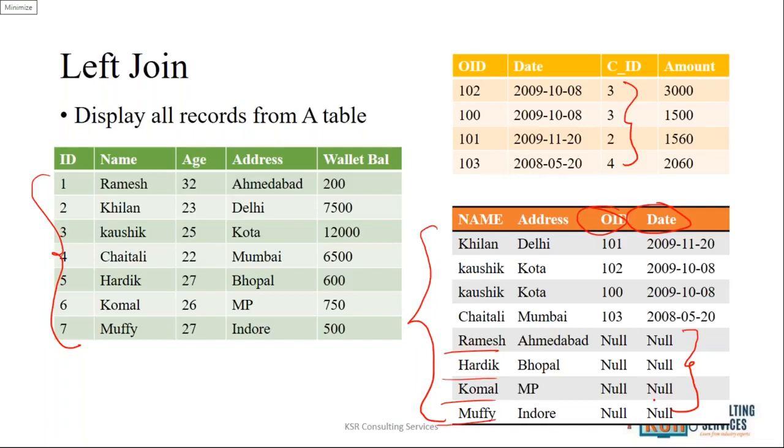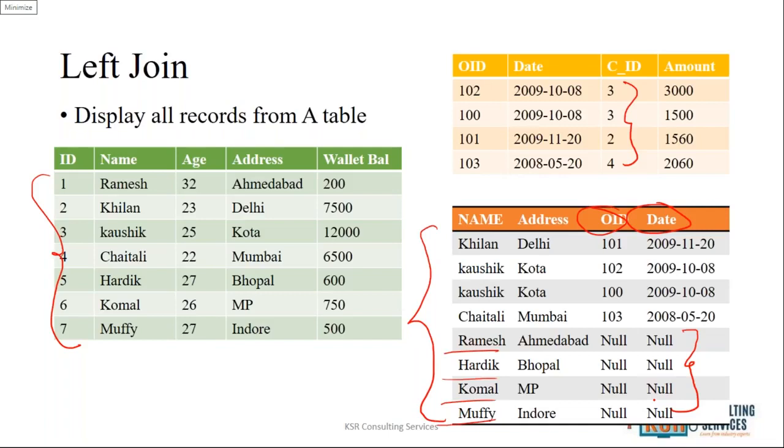Are we clear till now? I was able to solve the problem. I was able to combine the records by using left join. Yes, Santosh, very clear. Now there is a problem.